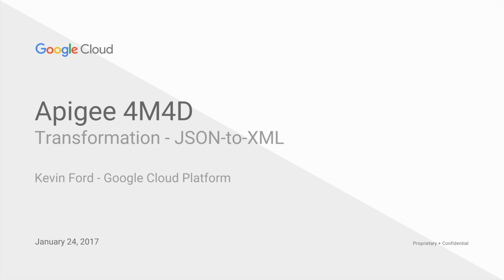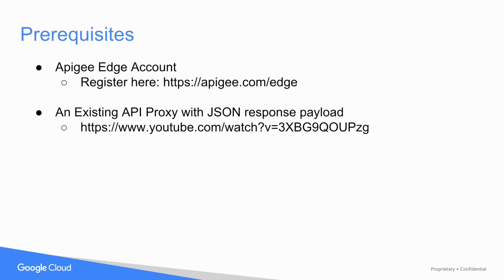In this video, I'm going to show you how to transform a response payload from JSON to XML. We're also going to learn how to make that conditional based on the accept header from the original request. There are a couple of prereqs, so if you need to, pause the video and go check out these links.